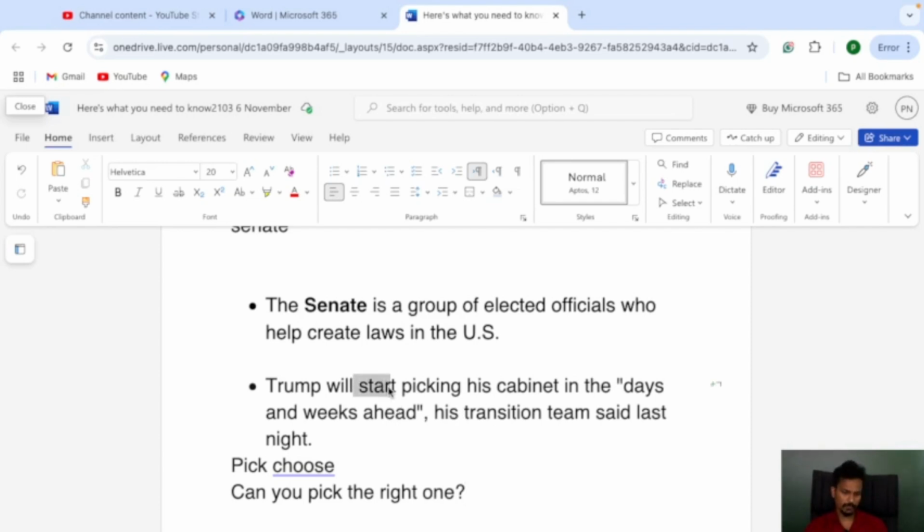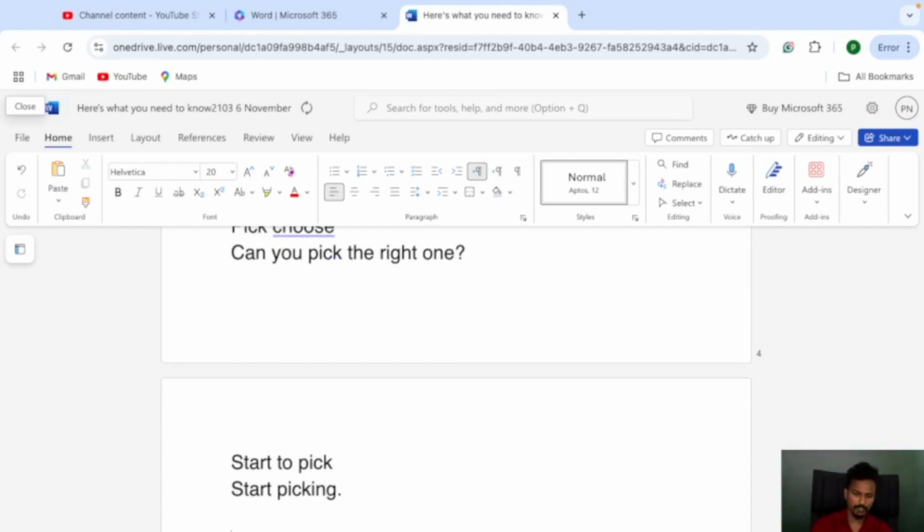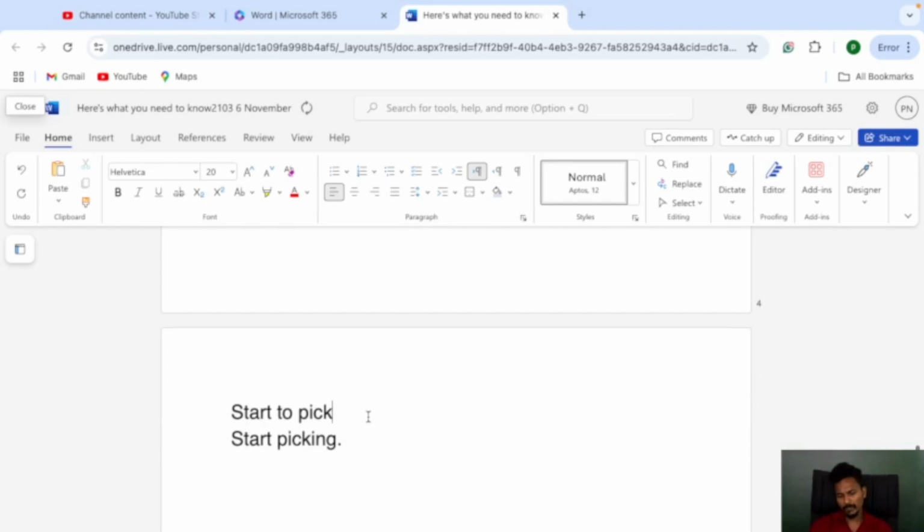So this is a great word, start. And start is a special word in English because it could take either the gerund or the infinitive. Start to pick, start picking. Is there a difference? When it comes to the meaning, there's no difference, but start to pick is very formal, and start picking is informal.